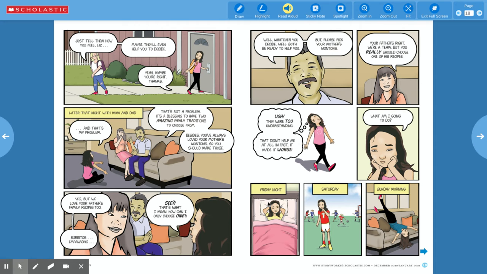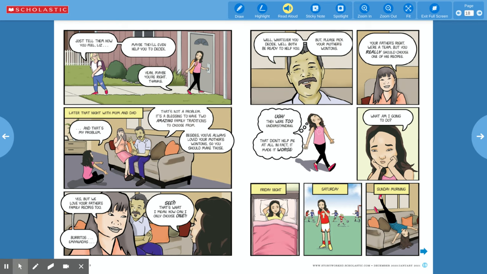And then let's look down here. It says Friday night, Saturday, Sunday morning. Does she look like a happy camper? Friday night, she's laying in her bed and her face looks what? Yeah, worried, sad, upset. Saturday, she's playing a soccer game. Is she having fun? No, look at her face. She looks miserable. And then Sunday morning, what's she doing?